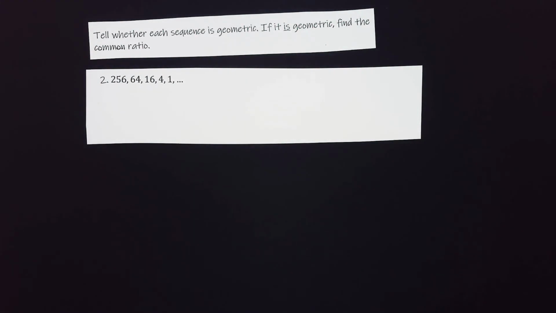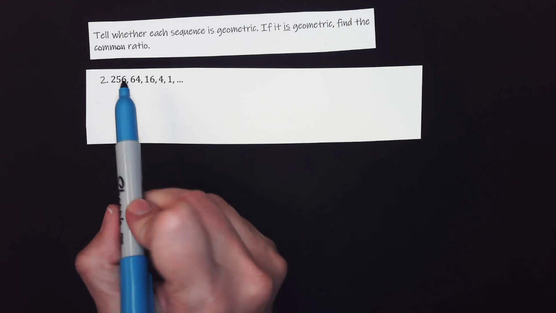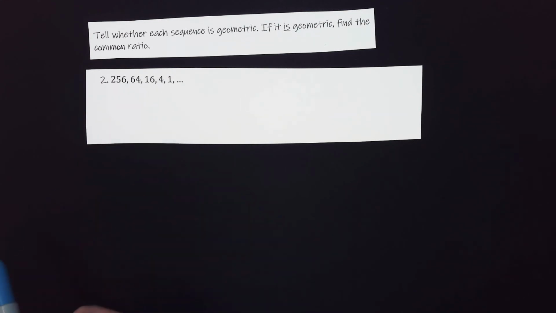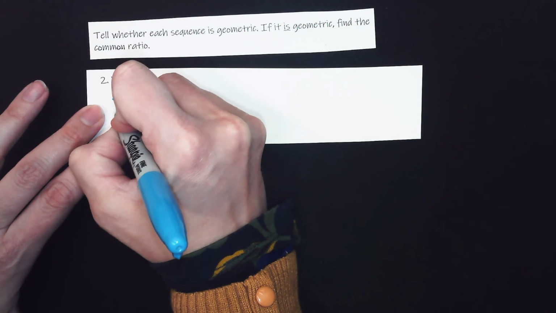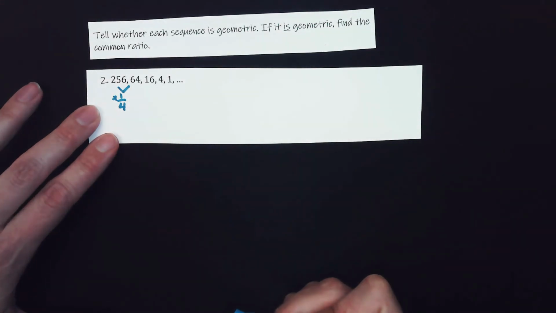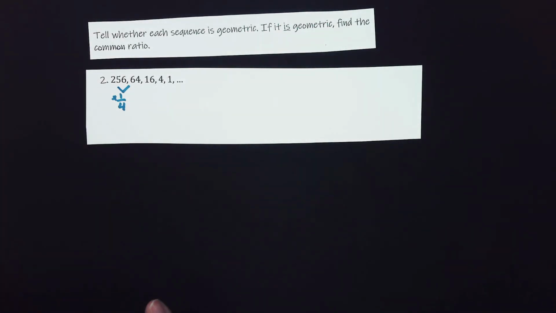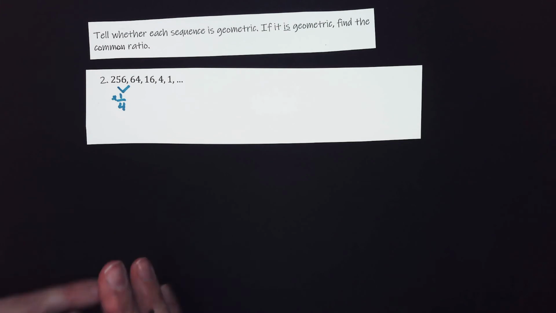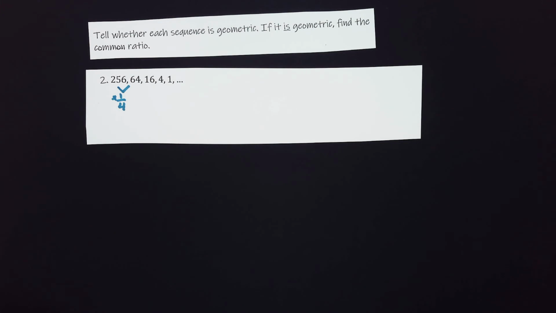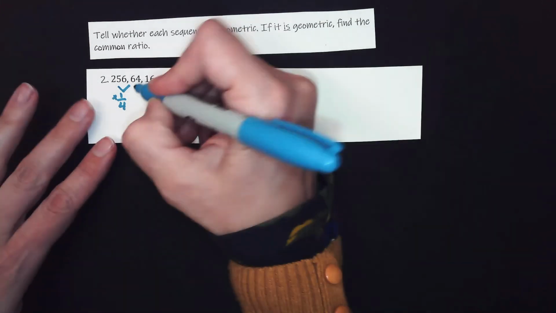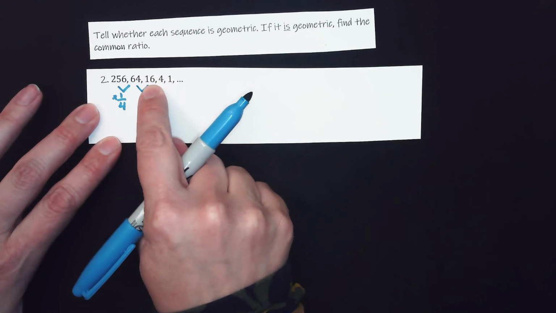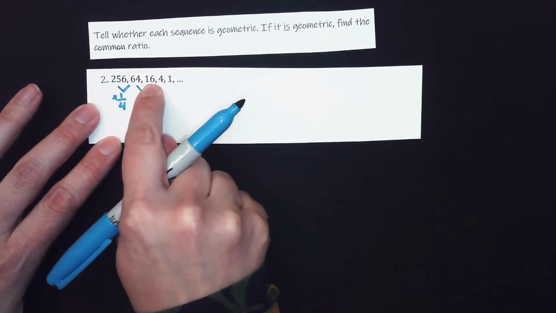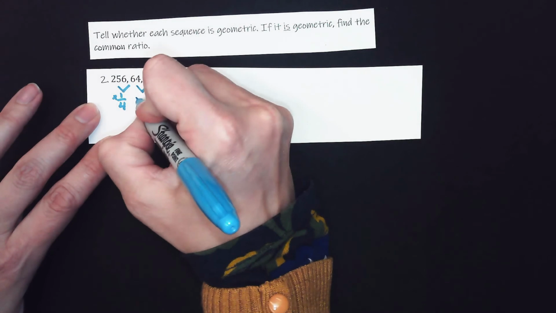56 times something can give me 64, or you can take the second term, divide it by the first term, and I get that I'm going to multiply by 1/4. Or you could say it as you're dividing by 4. As long as you divide by 4 each time, that's the same thing as multiplying by 1/4. Then 64 times what gives me 16? If you have trouble seeing that, just take the 16, divide by 64, and you get 1/4.